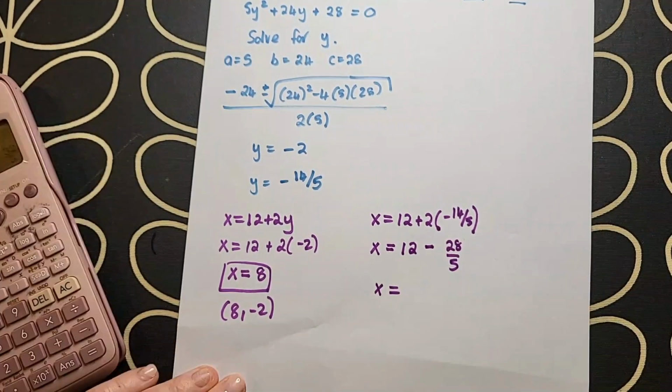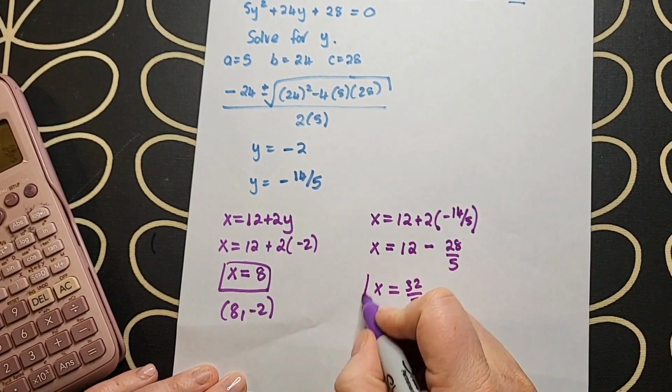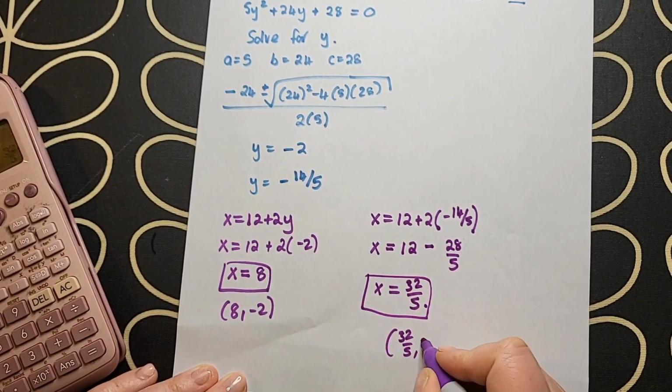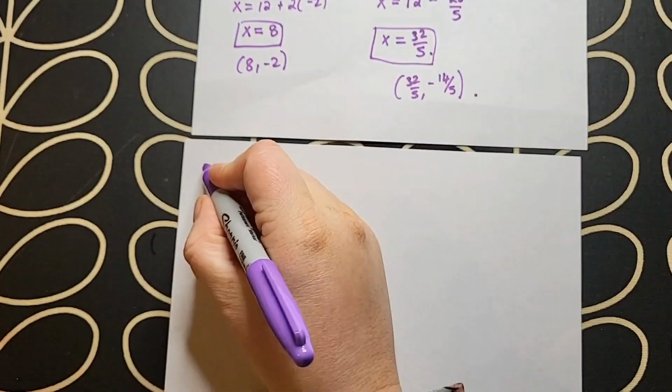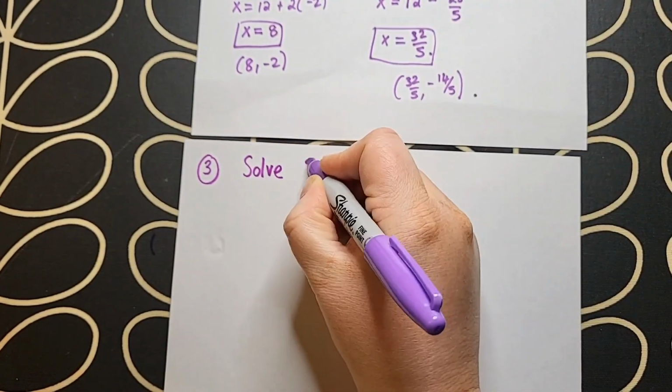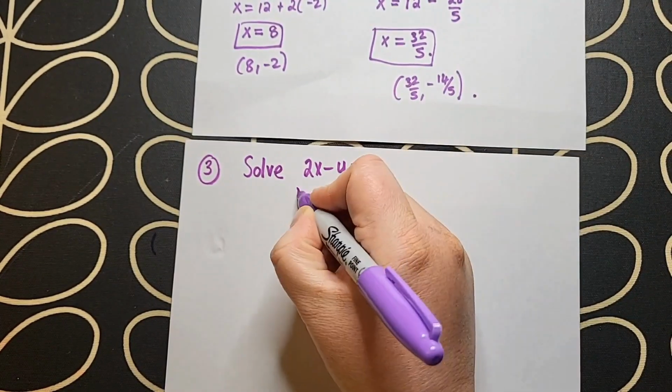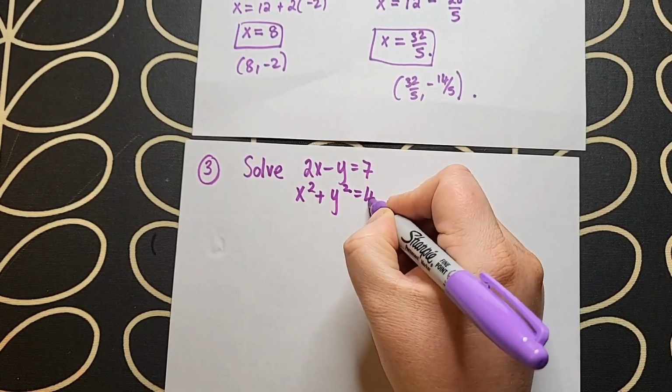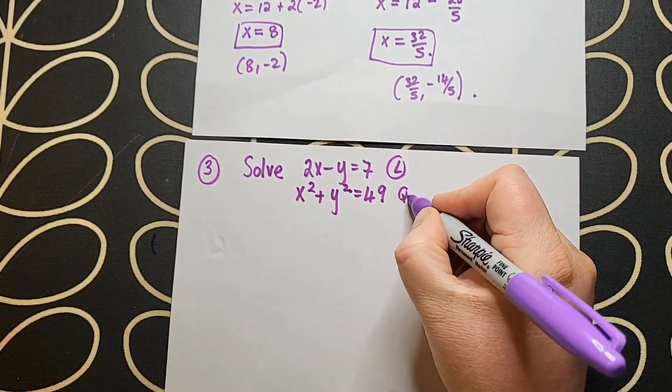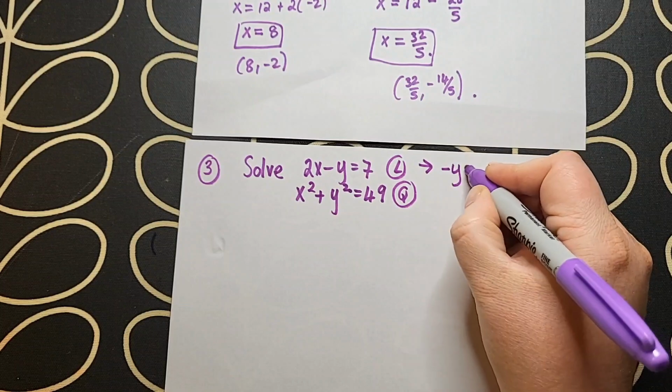X equals 12 plus 2y. I sub in my minus 2 and I sub in minus 14 over 5 and I get my matching y values. Again, I always write them as a coordinate point or as a couple because it reflects what's happening if we were to graph this. Moving on to question 3, it's the same kind of situation again.